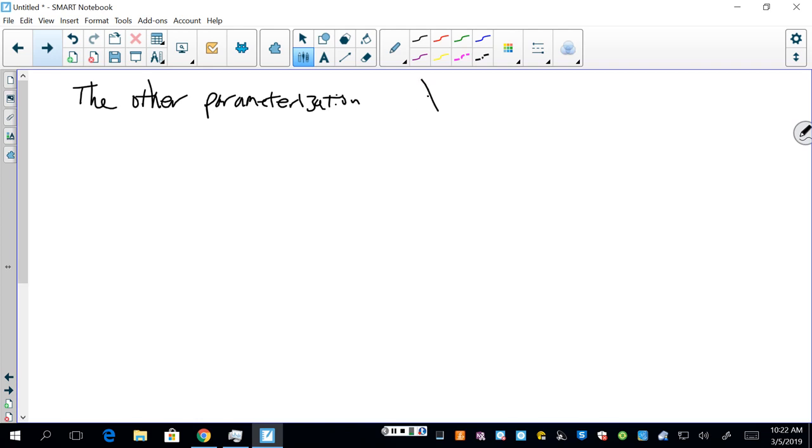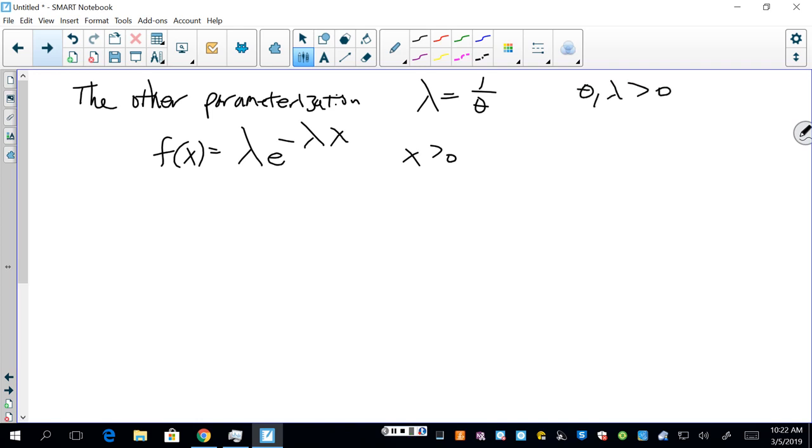So let's say lambda is 1 over theta. Then the density would be written as lambda e to the negative lambda x for values of x greater than 0. And the parameter, whichever one you're looking at, they're both greater than 0. This graph has the exact same shape, and written like this, the expected value is going to end up being 1 over lambda, because it's just 1 over that. So half the world writes it one way, half the world writes it the other way.